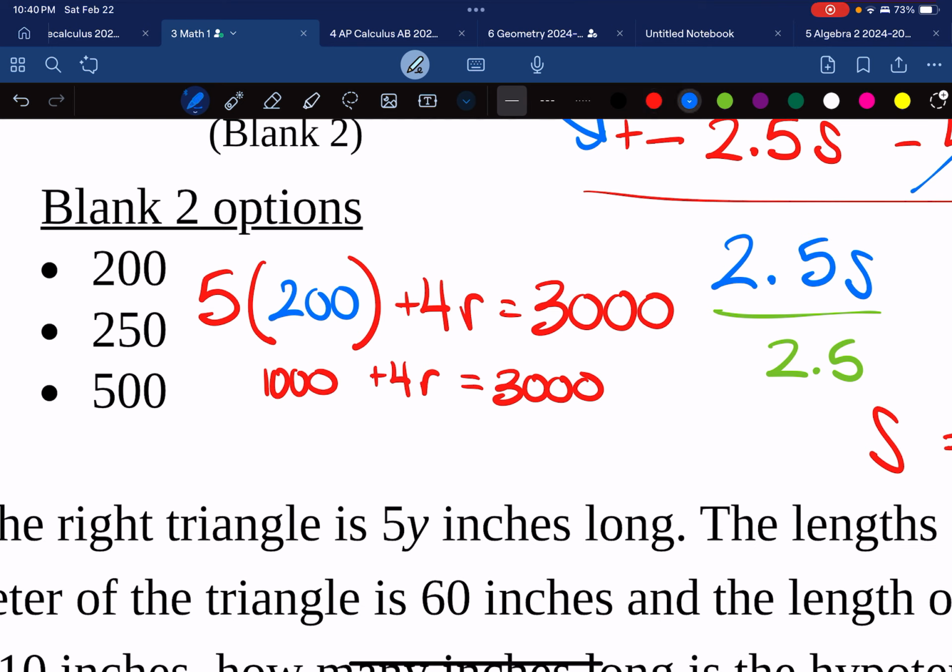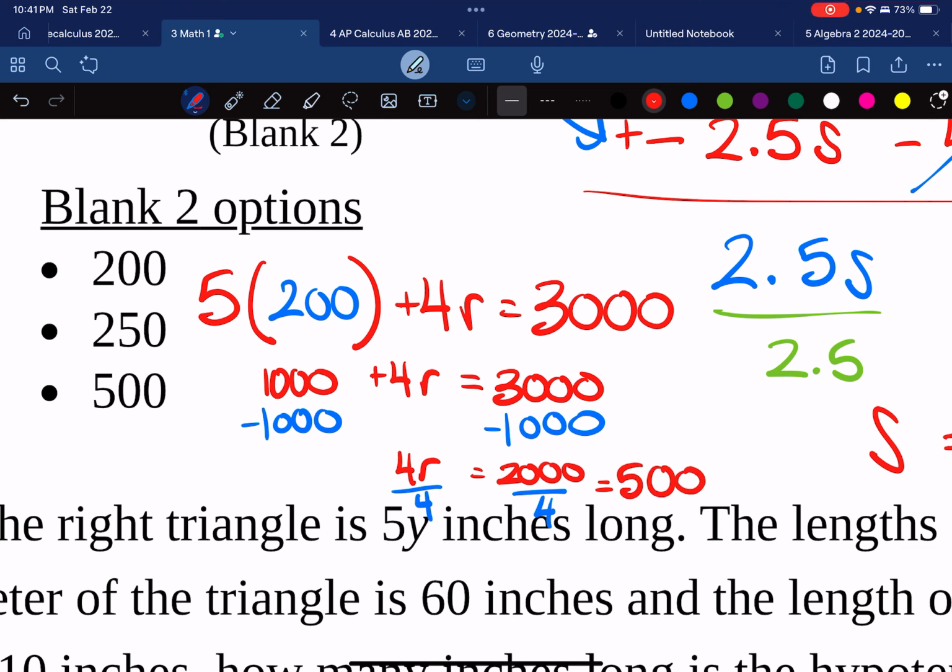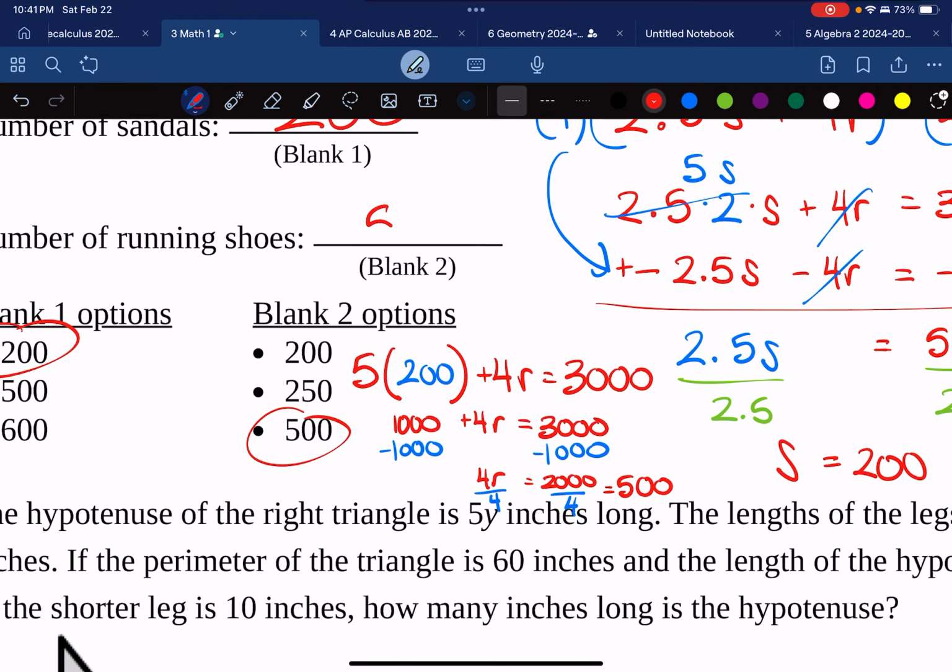Let's go ahead and subtract 1,000. 3,000 minus 1,000 is 2,000, and that's going to be equal to 4R. Dividing by 4 on both sides. I think you know the trick for this one, but just in case you don't, dividing by 4 is the same thing as doing a half and then another half. So taking half of 2,000 is 1,000. Half of 1,000 is 500, so 500 is my second number that I'm looking for. So 500 is that next number, 500.